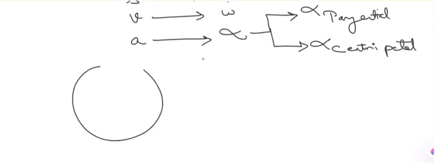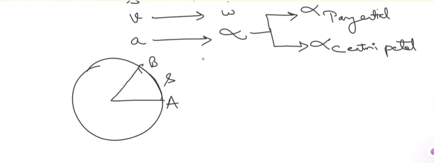Now let's come to this. Suppose this is my circle, I have started my journey from point A and I have traveled a distance till point B. So this is the displacement S. I have reached from A to B, so this is my theta angle which I have covered. In linear displacement, we walk. In angular displacement, we stand at the center.